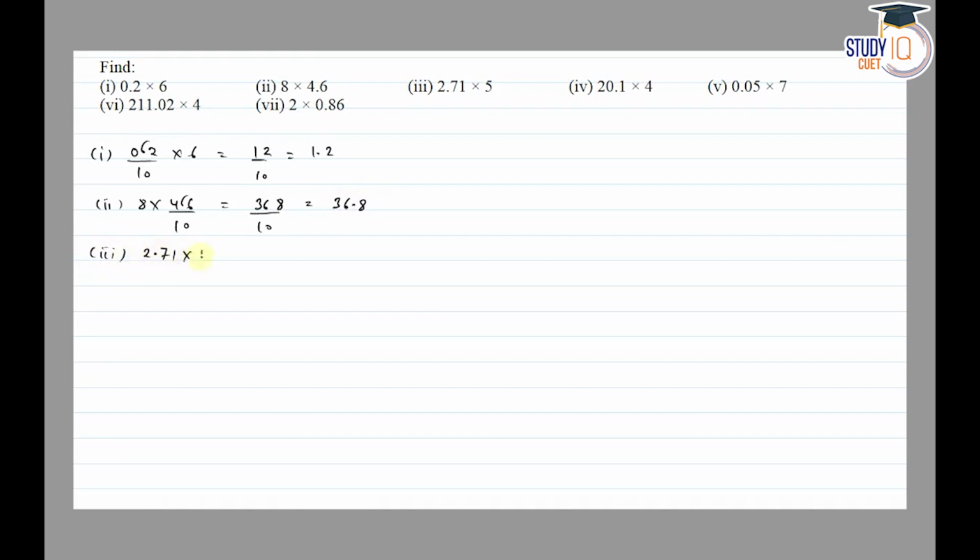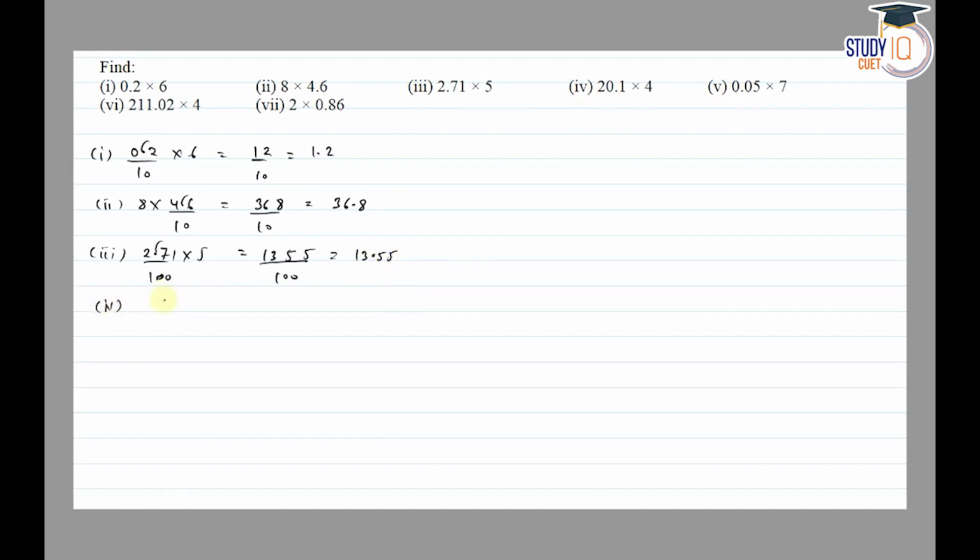2.71 into 5, decimal triangle, so divide by 100. 5 ones are 5, 5 sevens are 35, and 5 twos are 10 plus 3, 13. Upon 100, so after 2 digits we will place the decimal. 13.55.